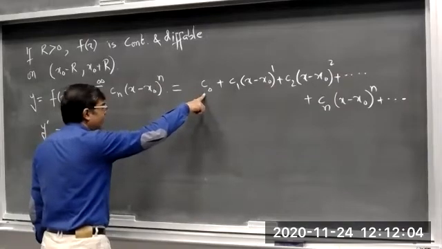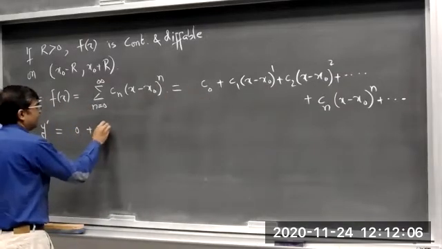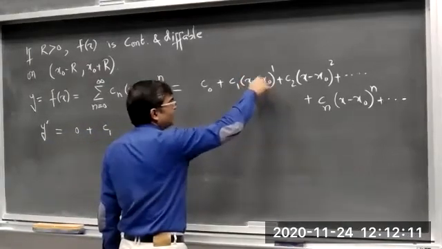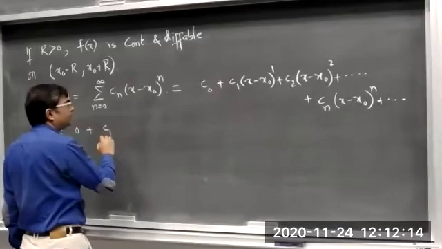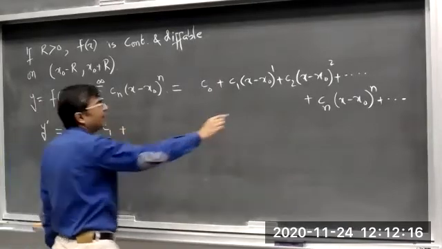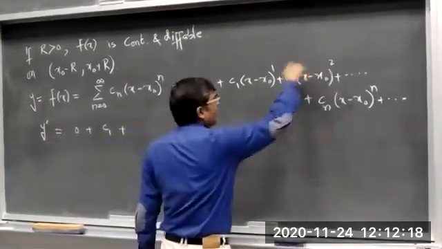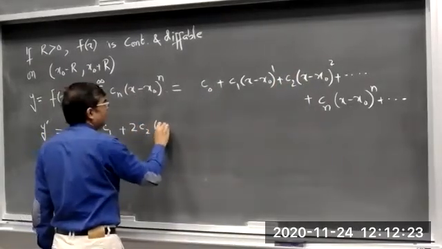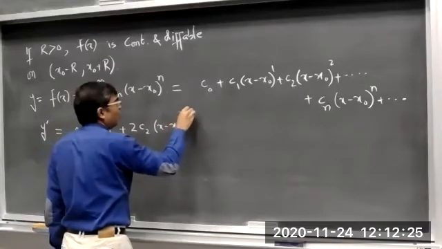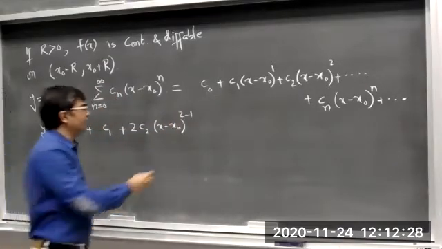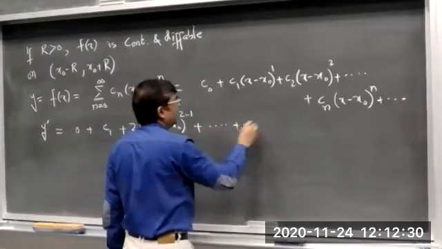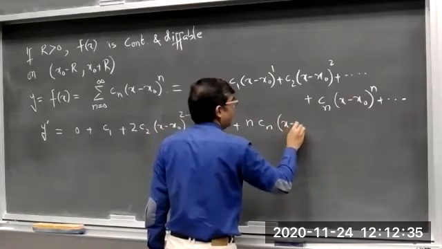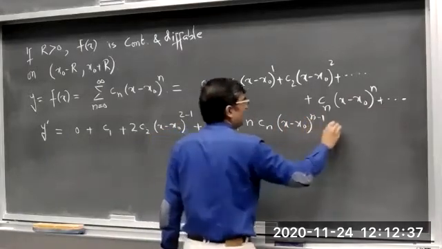The first term is constant, its derivative is 0, plus the second term, where the derivative of x is 1 and x naught is 0, so it is c1, plus the derivative 2 comes down, and the derivative is 2 c2 (x minus x naught) to the power 2 minus 1, which is 1. Similarly, so on, plus c_n, and the derivative of this thing is n times (x minus x naught) raised to power n minus 1, plus so on.